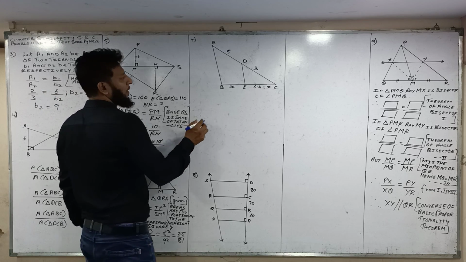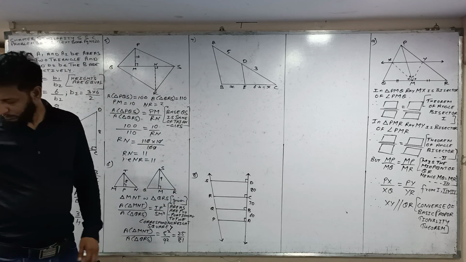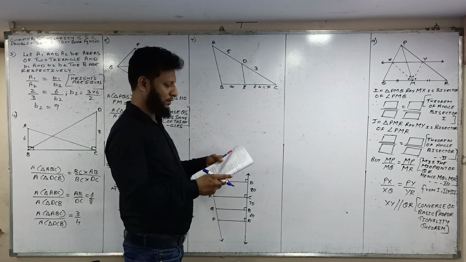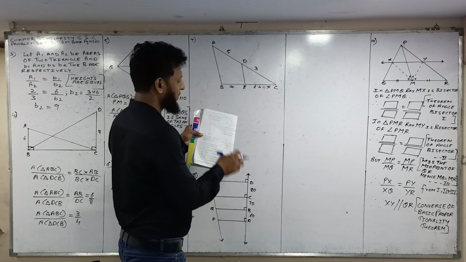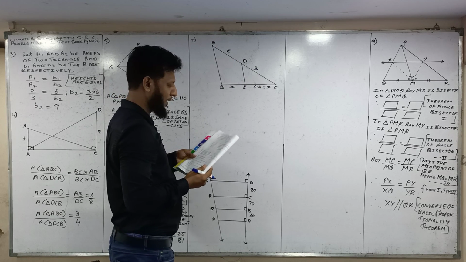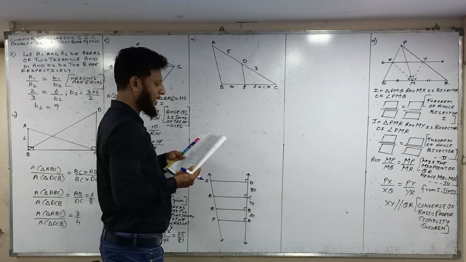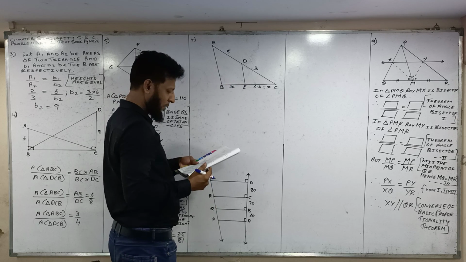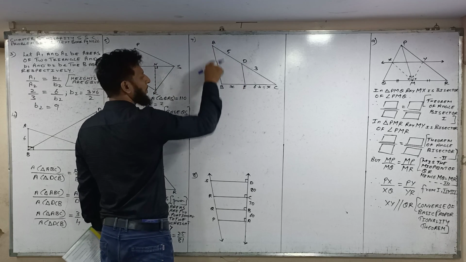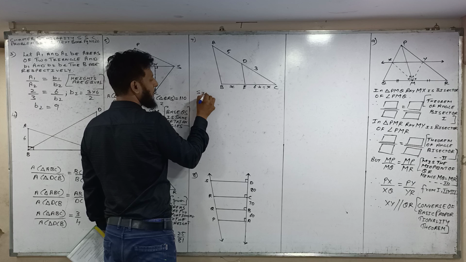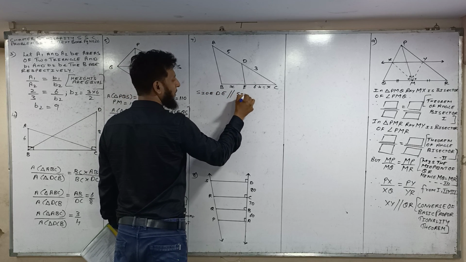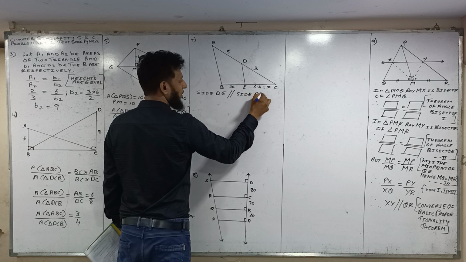Sum number 7. Okay, so the diagram is given in your textbook. I have drawn the diagram already. So you have to find out the value of BE. BE is x, and DE is parallel to AB. So DE is parallel to side AB, given.